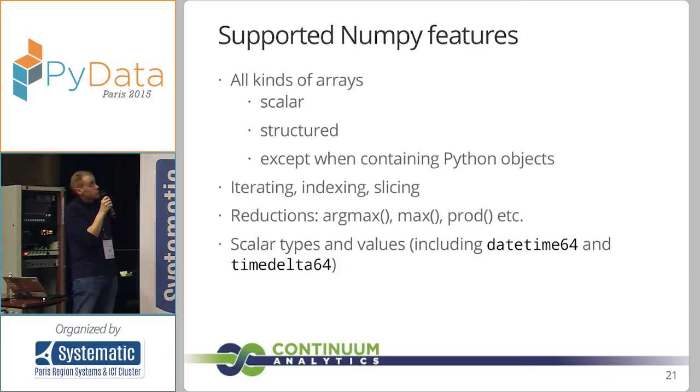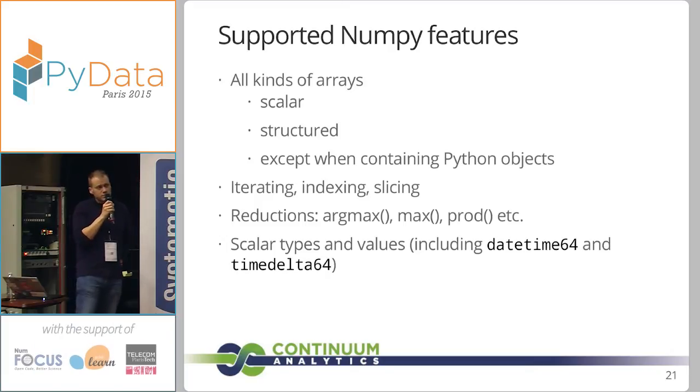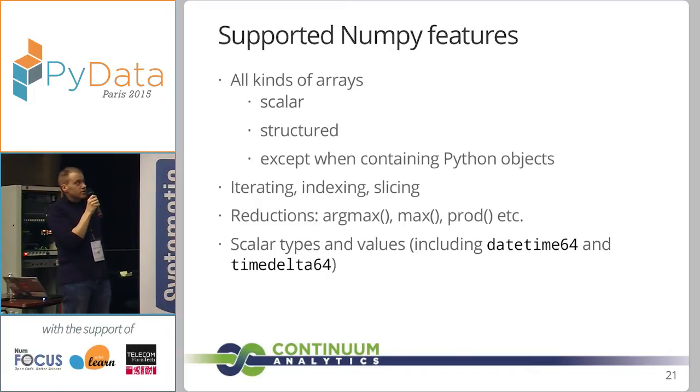So we support basic operations such as iterating, indexing, slicing, which support various kinds of iterators. For example, the .flat iterator, the ndenumerate iterator. We support the reduction functions and methods on arrays. So argmax, max, prod, sum, I think there's var, std. There are perhaps 7, 8 of them, I don't know.